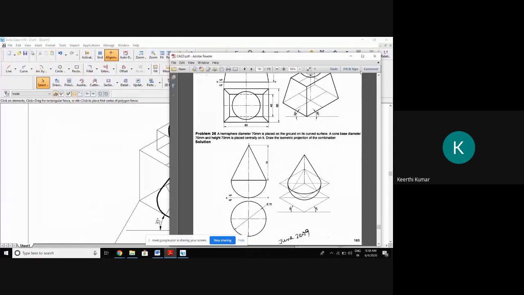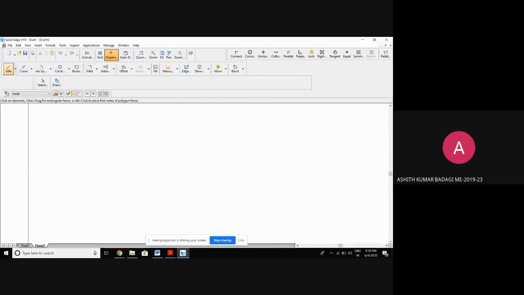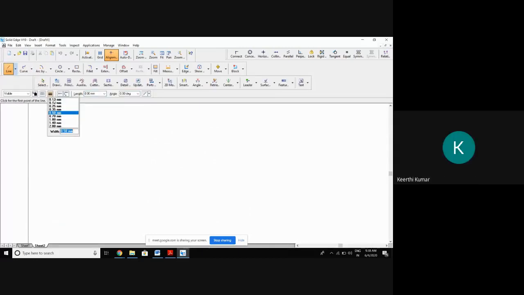So first what should I do? I should put that hemisphere in a box. Remember, the hemisphere is supposed to be placed in a box. So can you tell what is the size of the box I am supposed to take? 70 into 70 into 35. Very good. 70 into 70 is the base. Good.